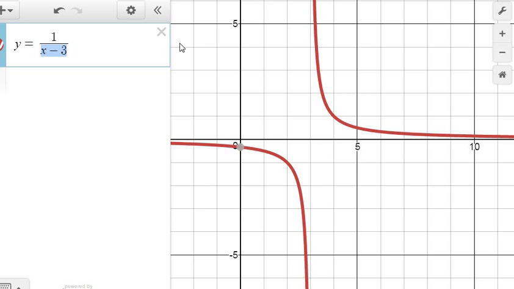Now, what do you expect, though? We expect, kind of looking at this, we expect behavior like we had up here, right? You have this vertical asymptote, because after all, you're dividing by 0. Well, let's see what happens.